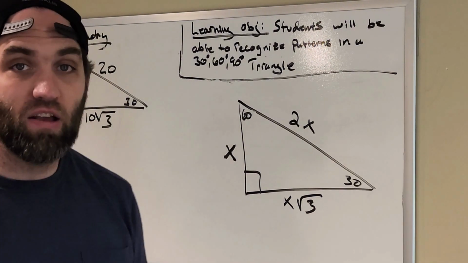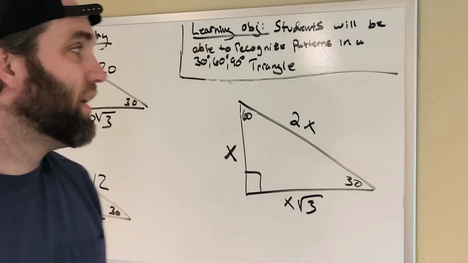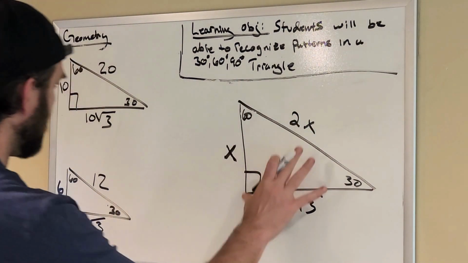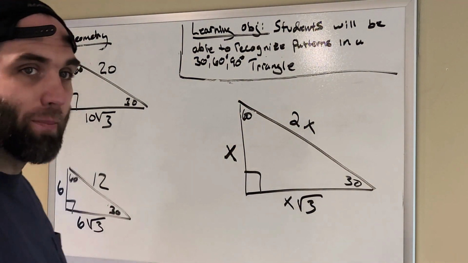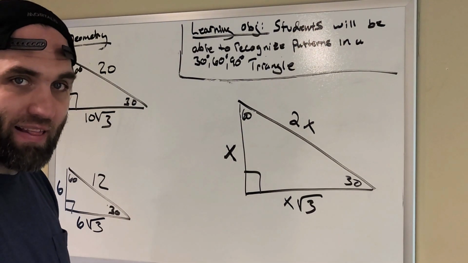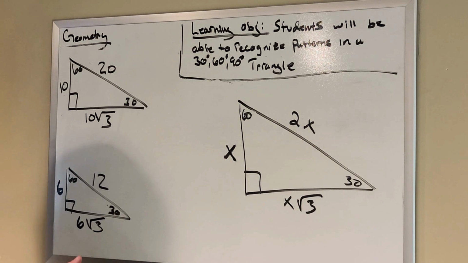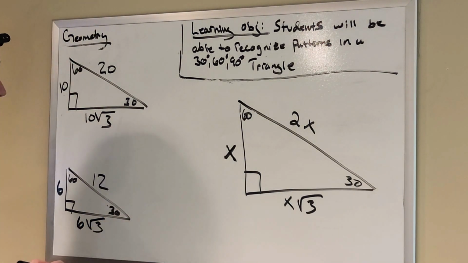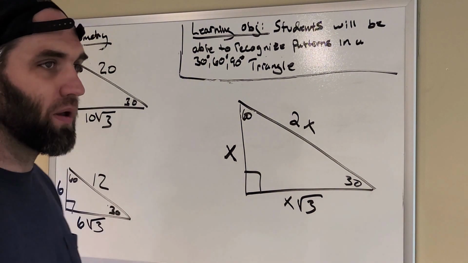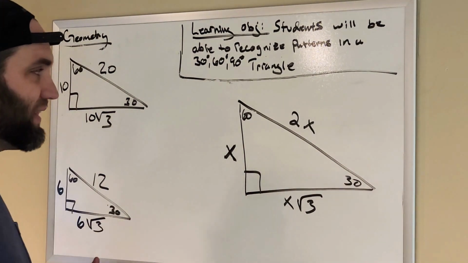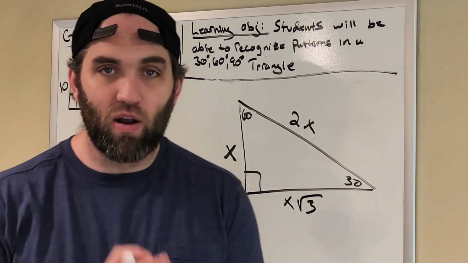Please, if you're having any issues with this, you're not understanding this, reach out. Once you see how this works, it becomes very simple to plug in the numbers and find the side lengths. There's some more difficult math we could get to, but we're not going to right now. We're going to stick with the basics of a 30, 60, 90 triangle.